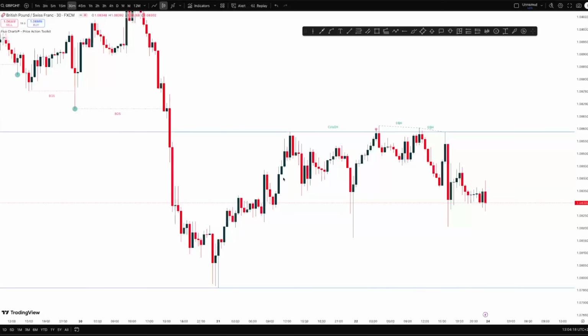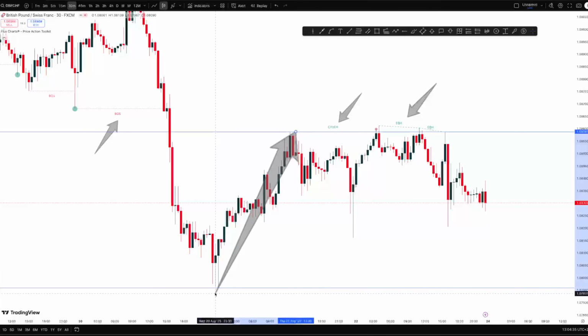This indicator from FluxChart can show you break of market structure, change of character, even equal highs. But that's not all. It can even show you the previous candlestick's low and high of the previous day. So to get this indicator, you must stay throughout the whole video so that you can understand how it works.